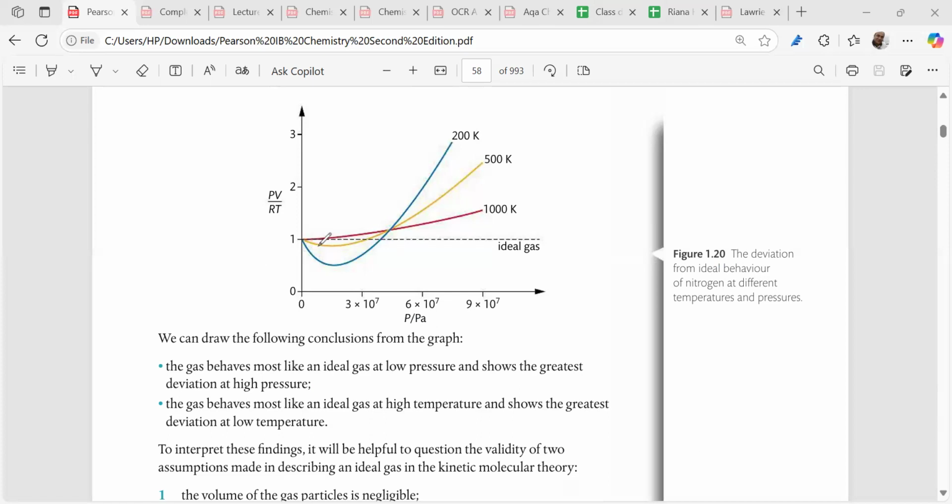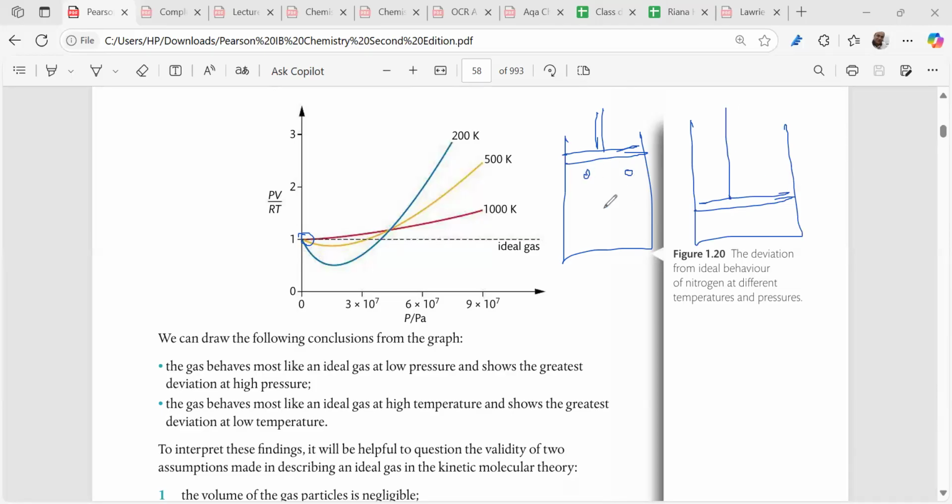Low pressure. Can you tell me why, at low pressure, the real gases behave as an ideal gas? If we increase the pressure, what happens to the particles of the gas? I'm increasing the pressure with a piston, right? And the intermolecular forces also increase because the particles are closer to each other.